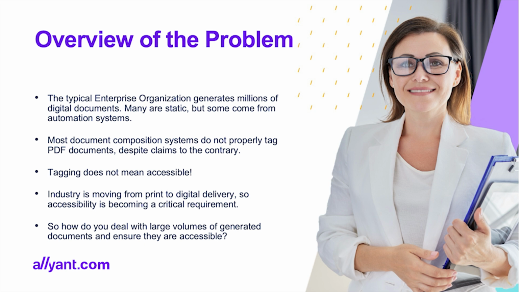So my overview of the problem, your typical enterprise organization, is generating tens of thousands, millions of documents. We've run into organizations that are generating 100 million statements a year very easily if you're a large healthcare or a large banking organization. These are normally generated from these customer communication systems, the OpenTexts of the world, the Quadient type systems. And despite efforts in many of these systems to address accessibility, we find that they don't properly tag documents despite the claims.